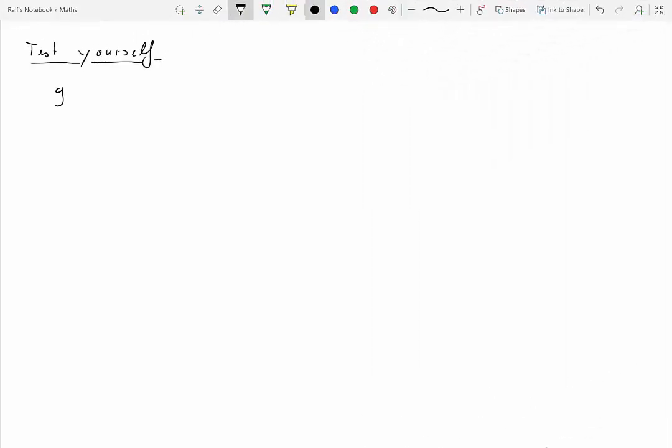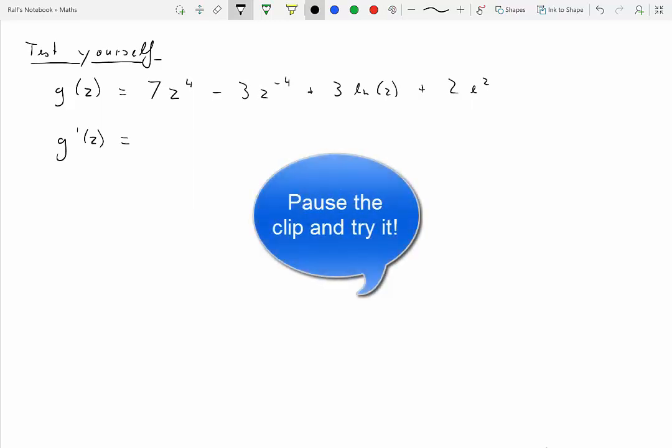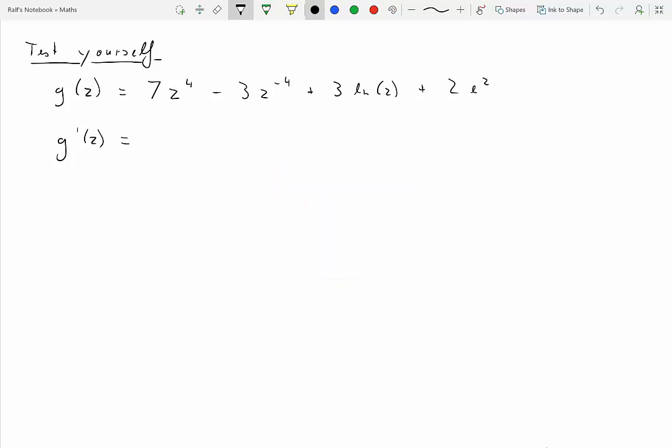So that's the solution. Here I have a little problem to test yourself. G of z, so that's just like f of x, just another term. And here is a function. I want you to pause the clip and try it yourself.